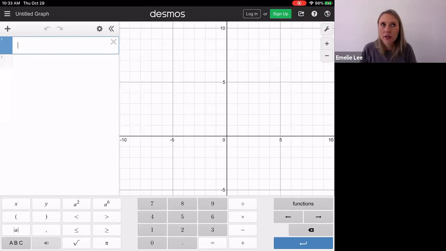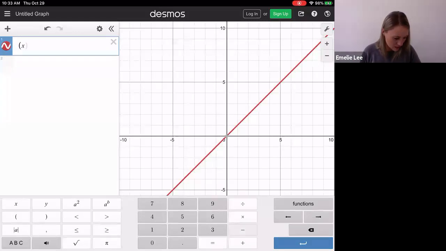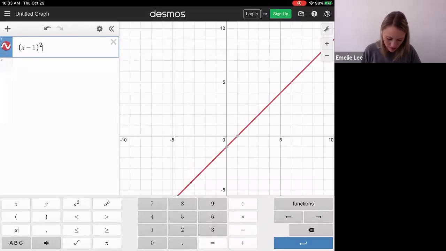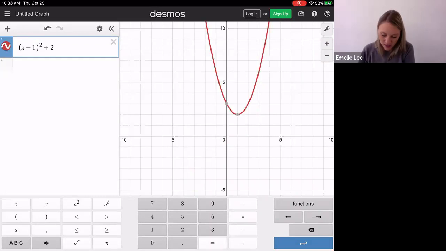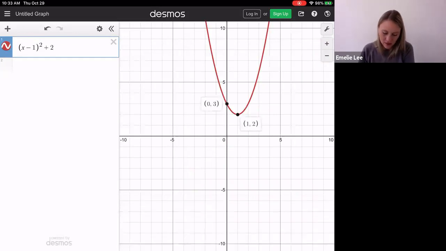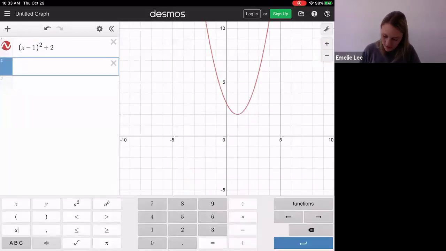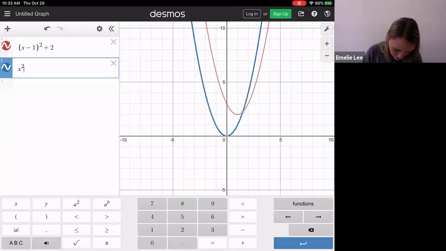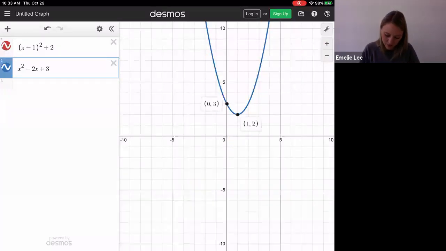Whichever function you like, the general form or the standard form, we worked hard for that standard form, so I'm going to use it. I think it's x minus 1 squared plus 2. Okay. So when I graph this and I can get it to tell me what my values are, the vertex is in fact at 1, 2 and at 0, 3. What I'm going to do again here is take that original function and just make sure I get the same thing, x squared minus 2x plus 3. They are the same, so that's good.